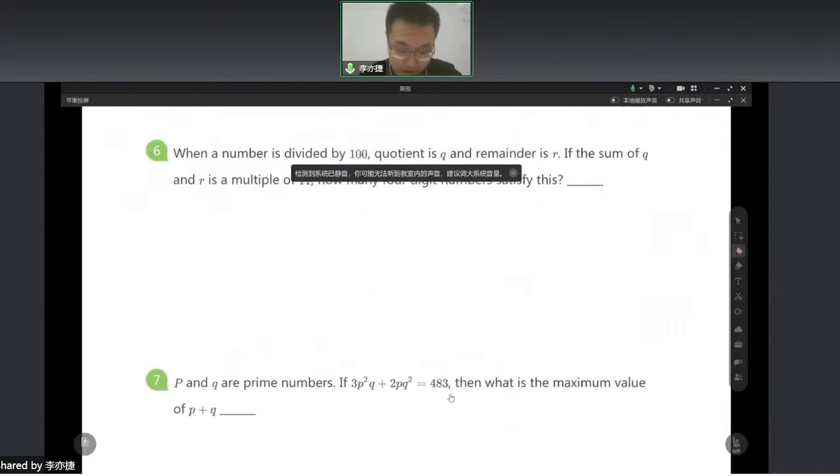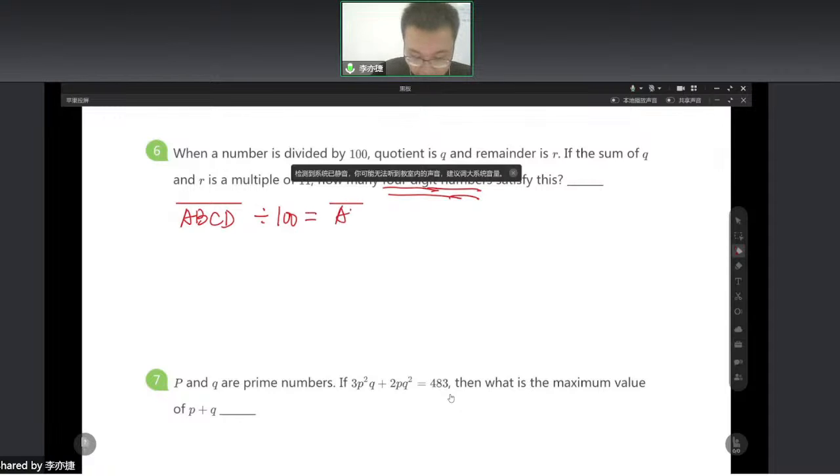Okay, then move to question 6. Question 6 is something like: when a number is divided by 100, the quotient is Q and the remainder is R. Now if it is a 4-digit number, we just treat it as ABCD. When ABCD is divided by 100, the quotient would always be AB and the remainder would always be CD.